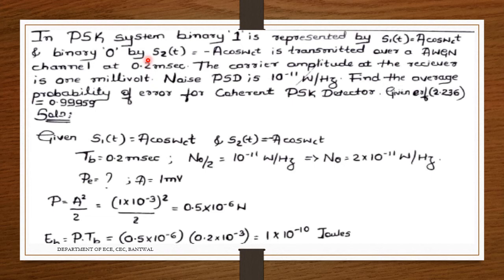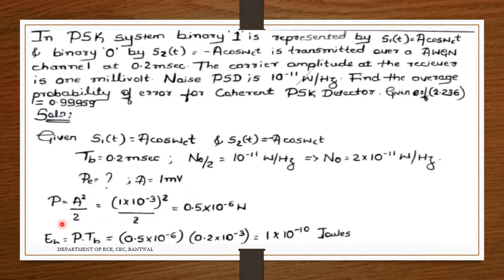Okay, so what they have given, we have to list it out. S1 of t is A cos omega Ct, that is for bit 1. S2 of t is minus A cos omega Ct, that is for 0. The time they have given is Tb equals 0.2 millisecond. And N0 by 2 is usually represented as 10 to the power of minus 11, so N0 is equal to 2 into 10 to the power of minus 11 watt per hertz. We have to find the probability of error P, and A is given as 1 millivolt, the carrier amplitude at the receiver.